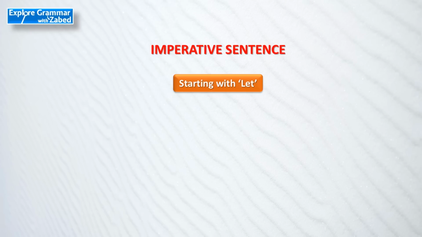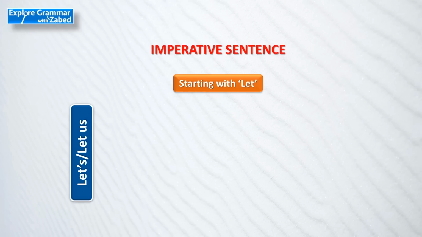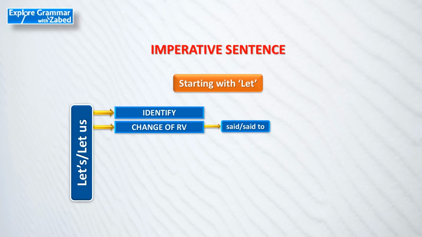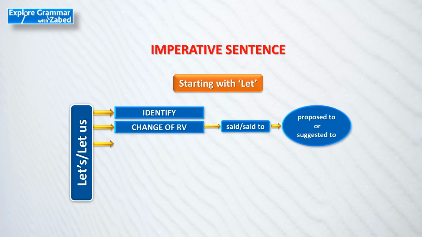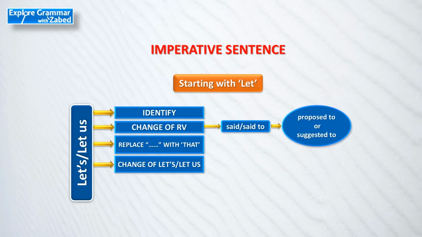If the reported speech starts with the words let us or let's, it will be changed according to the given steps. First step is identify. Second step is change of reporting verbs. Said or said to will become proposed to or suggested to. Third step is removal of inverted comma with conjunction that. Fourth step is let's or let us will be changed to we should or they should.